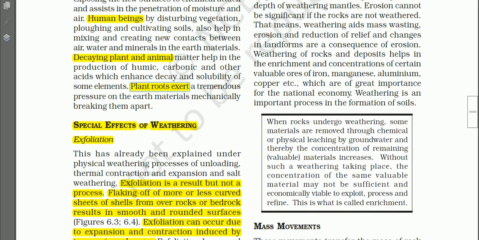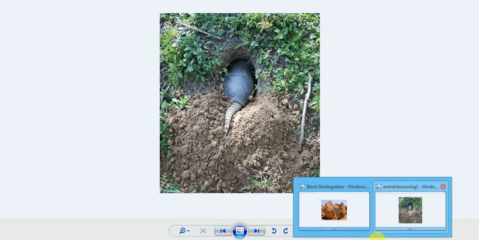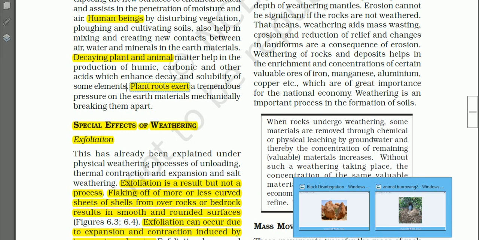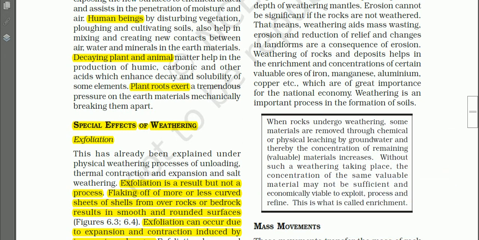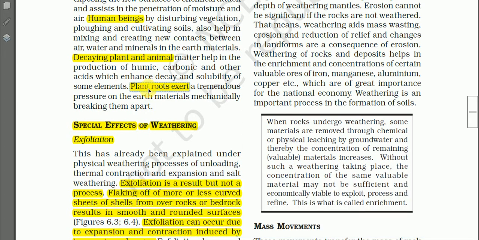And another one is also here. These are related to the burrowing animals. That is an example of the action of plant roots in breaking down these rocks.